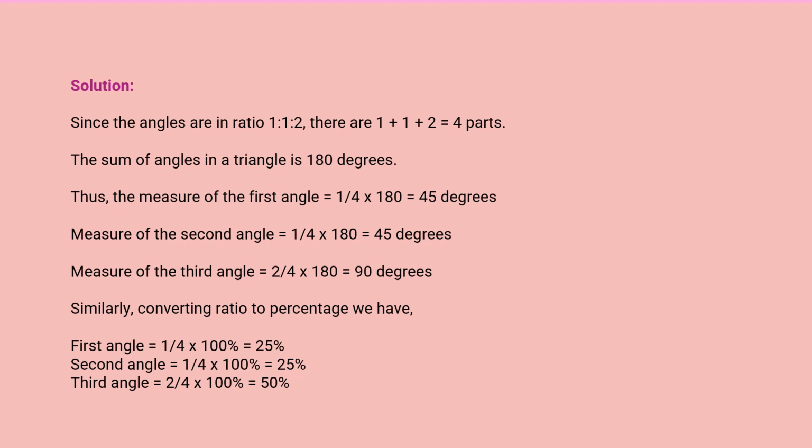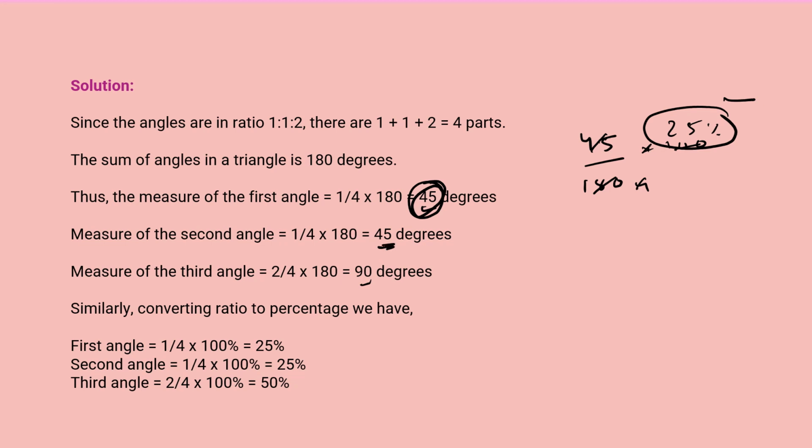Okay, so we have also asked कि हमें और भी क्या पूछा था कि कितने परसेंटेज हैं ये लोग। तो हमें क्या निकालना है? ये 45 डिग्री 180 डिग्री का कितना परसेंटेज है? तो हम क्या करेंगे? 45 डिवाइडेड बाय 180 and then we will multiply it with 100. You will get 25 percentage.